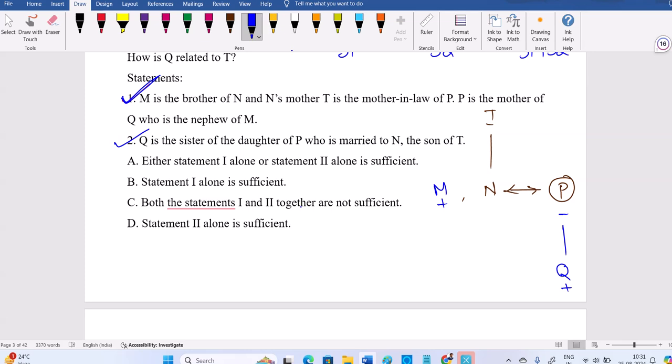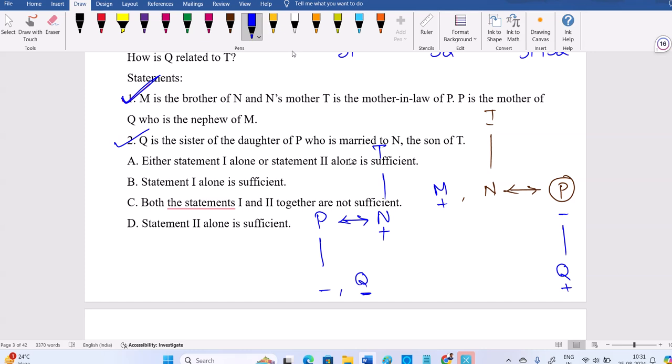Q is sister of the daughter of P. So for P, there is some daughter, and her sister is Q. Okay, so definitely Q is the daughter of P, only indirectly. P's daughter's sister is Q. P is married to N, the son of T. Right, now here also, how is Q related to T?